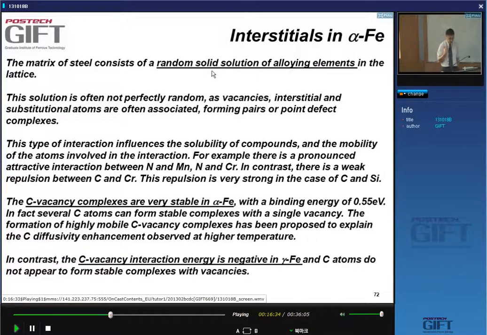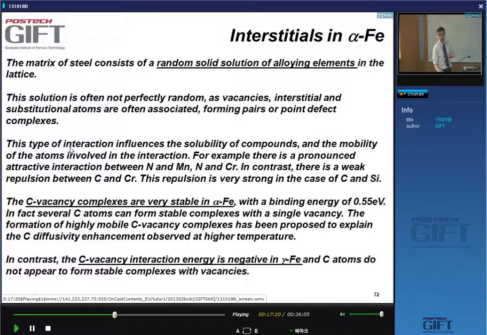So we have point defects. Point defects interact with each other, and point defects also interact with dislocations. So let's say a few things about this. In a steel, the atoms are not really distributed homogeneously. There is a lot of point defect association going on. The solution is very often not perfectly random, because vacancies, interstitials, and substitutional atoms will form pairs or point defect complexes.